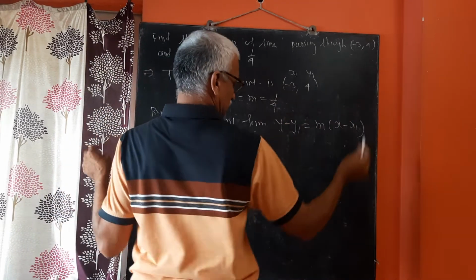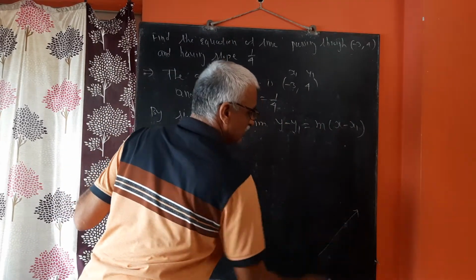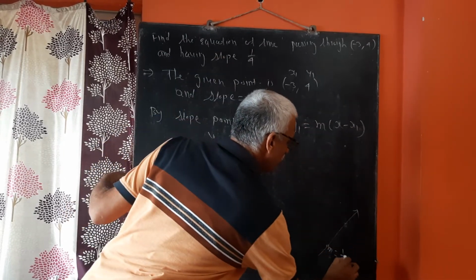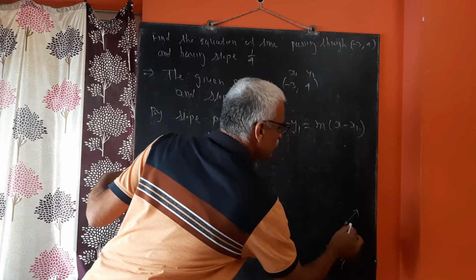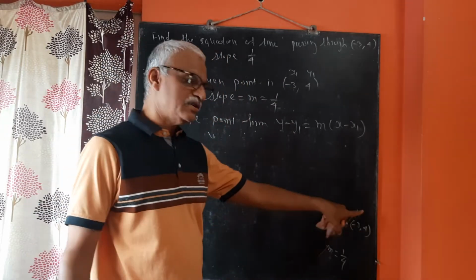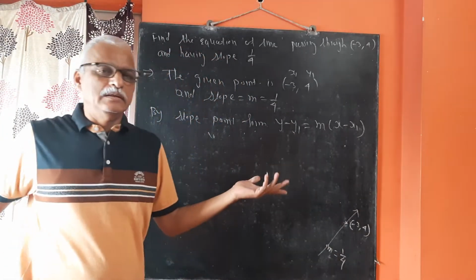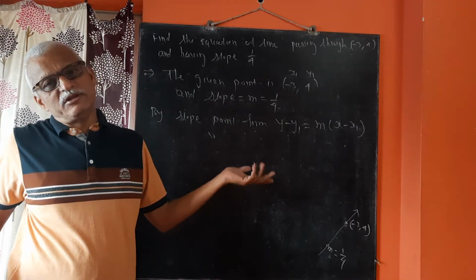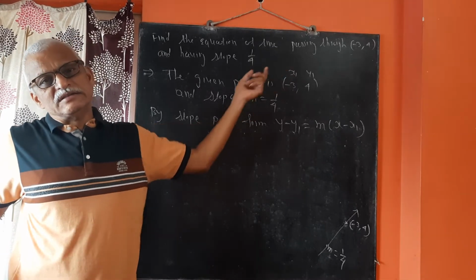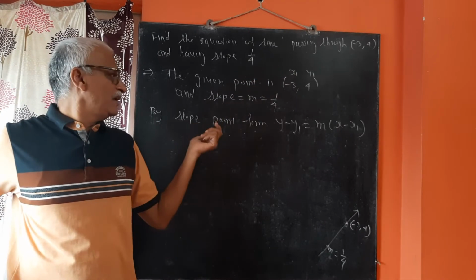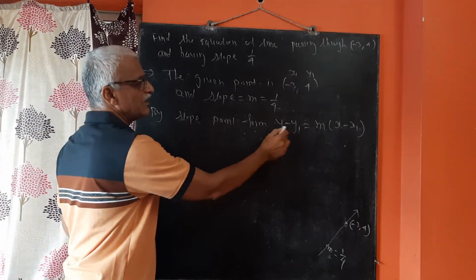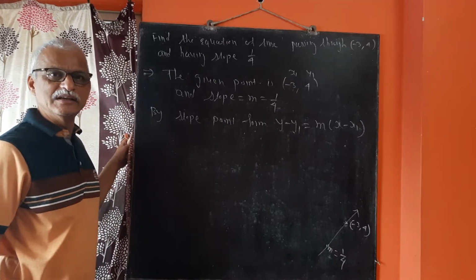So again, this is the straight line whose slope is given. Here the value of m is given, which is equal to 1 by 4. And here is the point whose coordinates are minus 3 and 4. And we have to find the equation of this line. The concept is similar to the previous one. Slope is there and point is there. Since slope and point are there, we have to apply the slope point form. So by slope point form, we get y minus y1 equals m into x minus x1.